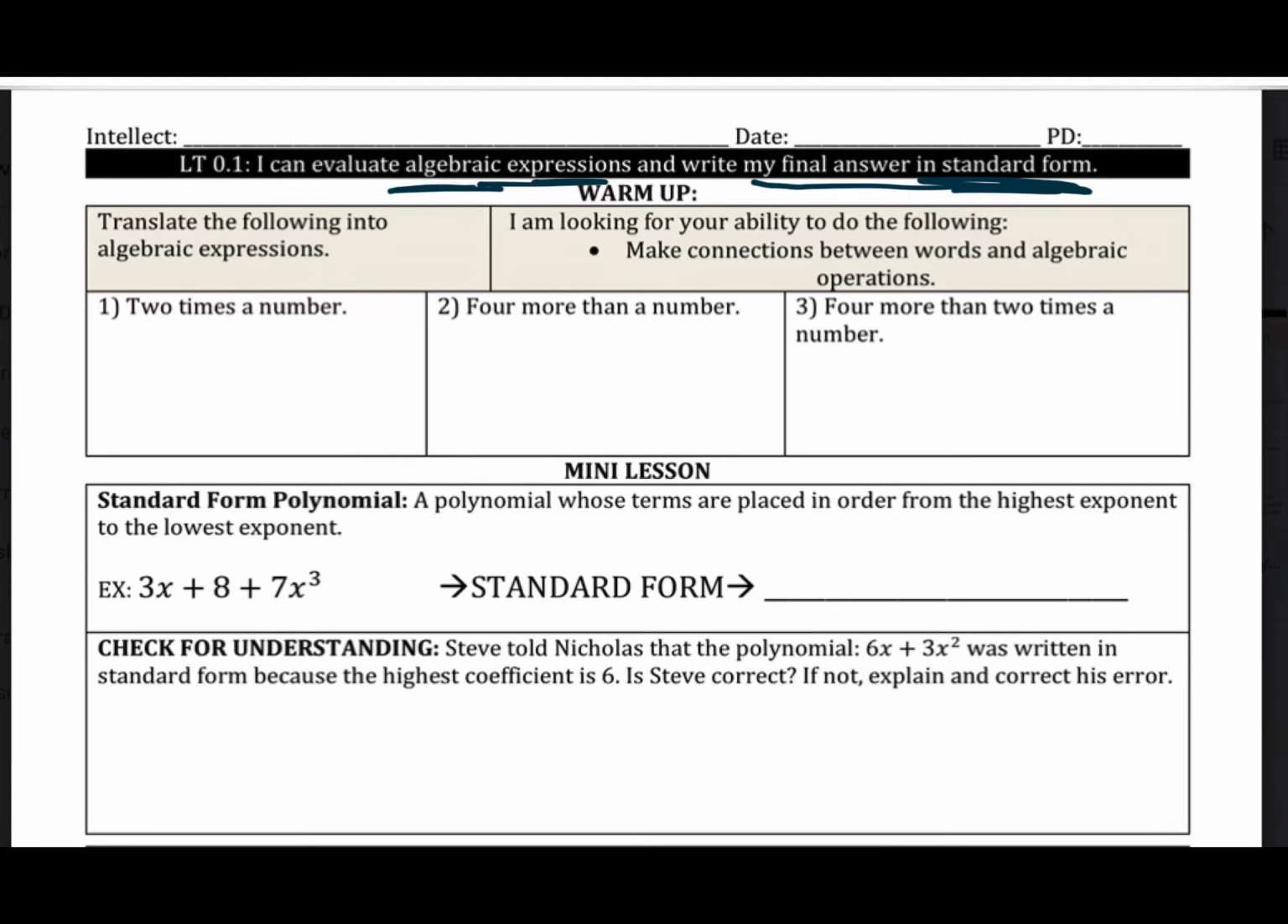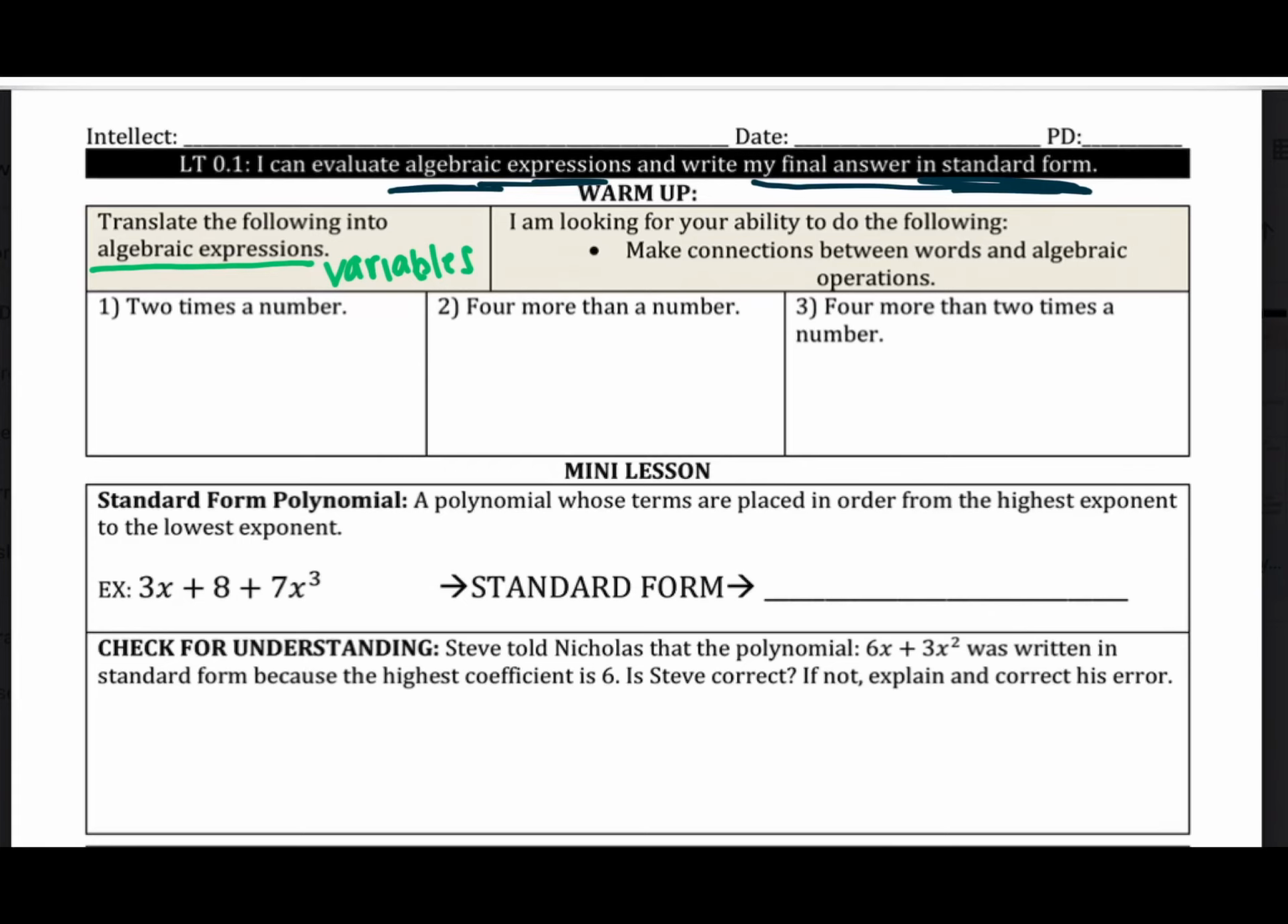Scholars here, those of us who are watching, try to translate the following expressions into algebraic expressions. What these are is they use variables. So anything you have, you want to make sure they have variables in it. And that's basically what an algebraic expression is.